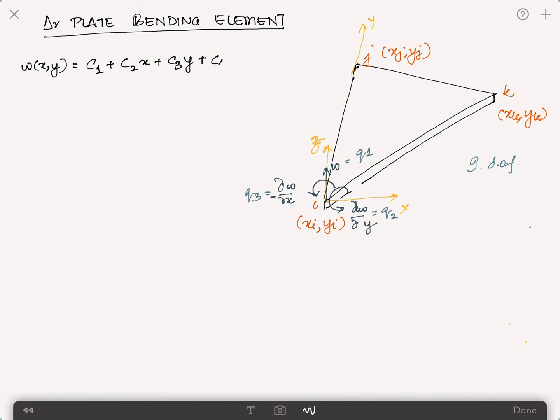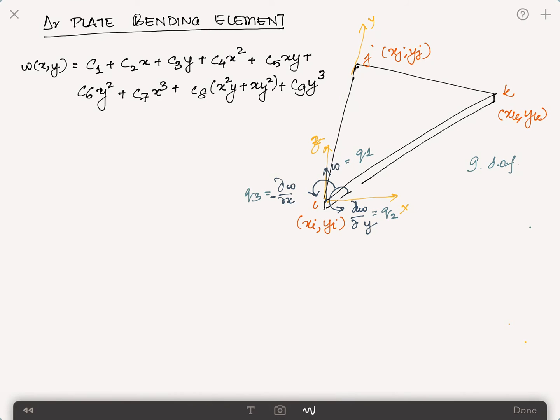+ c4x² + c5xy + c6y² + c7x³ + c8x²y + c9xy² + c10y³. So see, there are 9 unknowns because I have 9 unknowns also in the system. I have 3 out of plane displacements and 6 rotations that are dependent on the displacements.